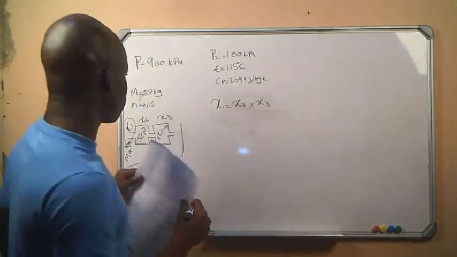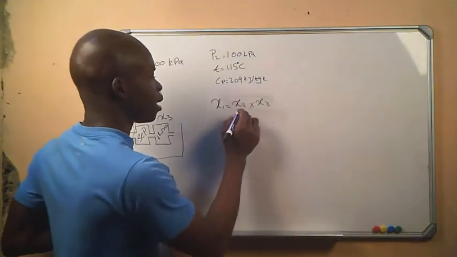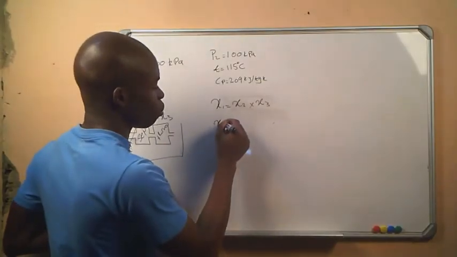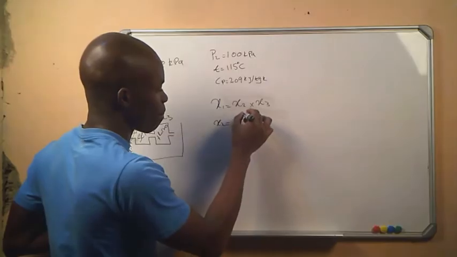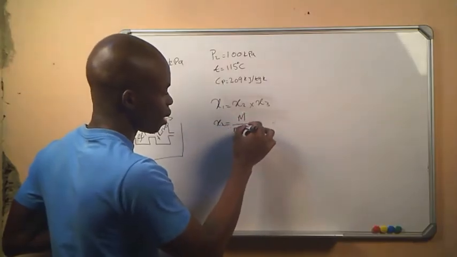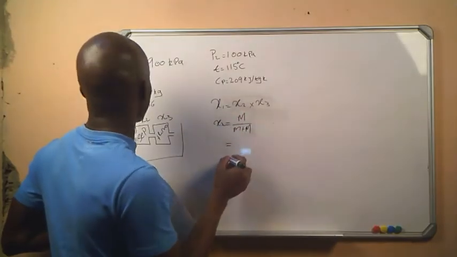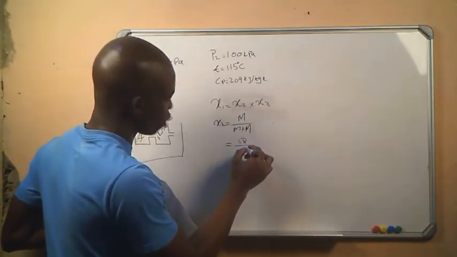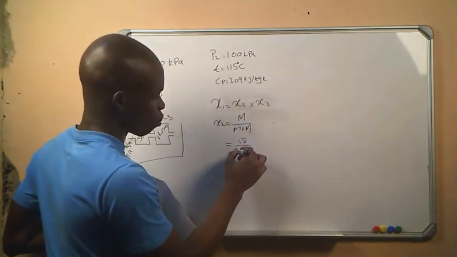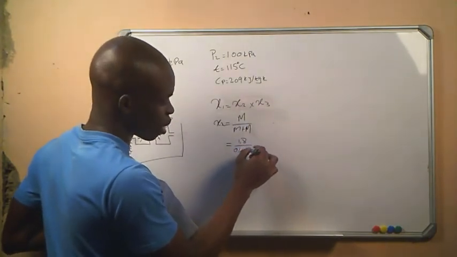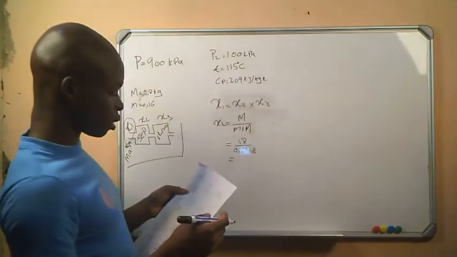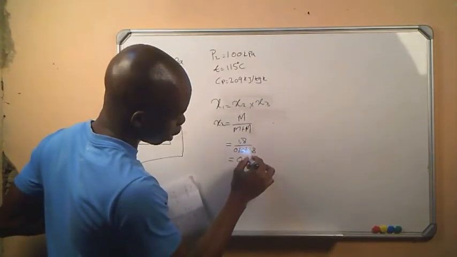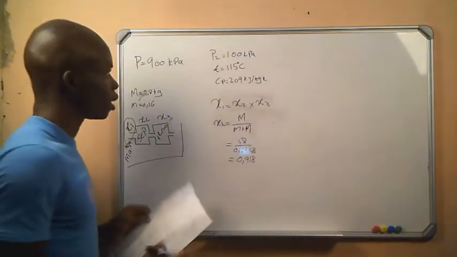First we can get the dryness fraction at the separator, which is x2, because we know it is given by m over m plus m. Then we put in the values: 1.8 over 0.16 plus 1.8, and I got my answer as 0.918.